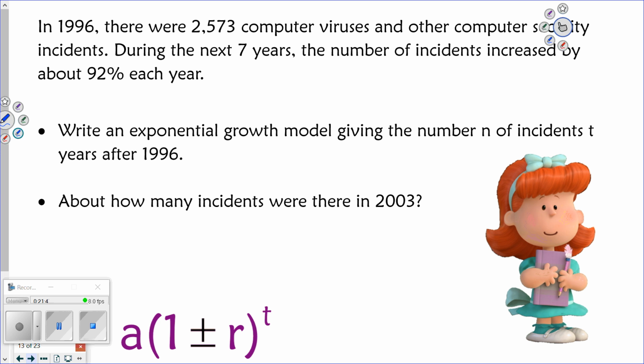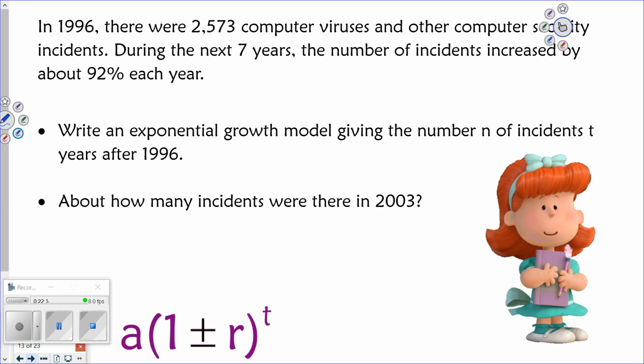Write an exponential growth model giving the number n of incidents t years after 1996. If I asked you to write a model, are you actually putting the numbers in? No. A model just has variables. So let's write that first. I know I'm using this formula because it's exponential growth or decay, but I have to use the right letters that it's asked for.